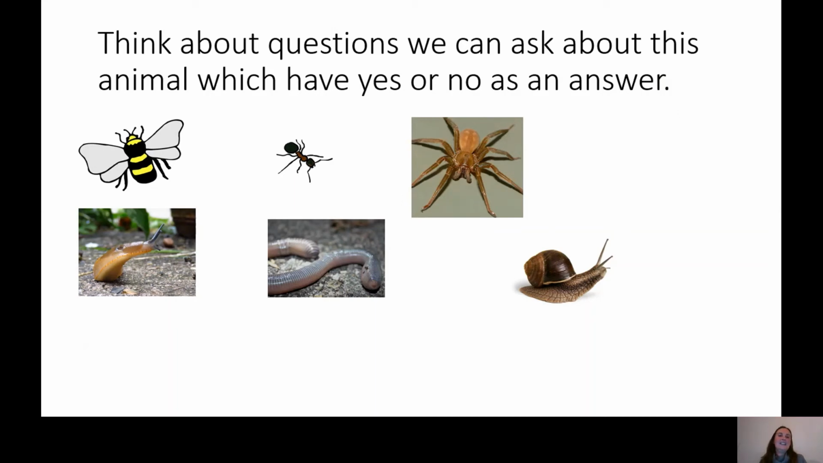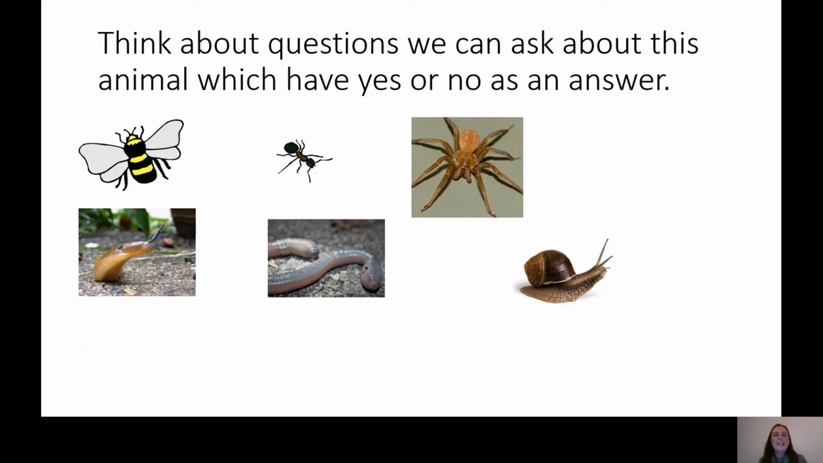I'd like us to think about questions we can ask about these animals which have yes or no as an answer. So, for example, if I'm thinking of the spider, I can ask the question, does it have 8 legs? And the answer is yes. Or I could think about the worm and I could ask the question, does it have 8 legs? And the answer would be no.